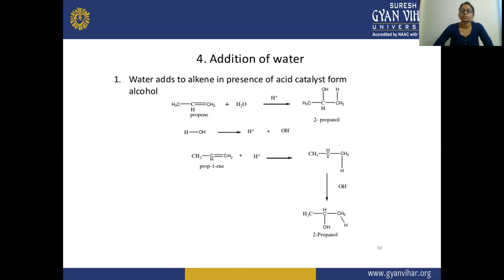So here this first carbon will withdraw the electron from the second carbon, and the H will attack the first carbon atom. So here CH3 is formed, and on the second position there is a formation of carbocation. After that the OH negative, that is a nucleophile, will attack the second position of the carbon atom. So here the product formed is your 2-propanol.